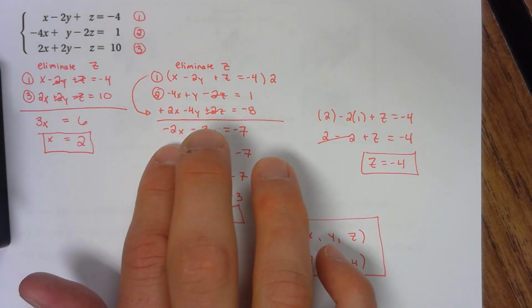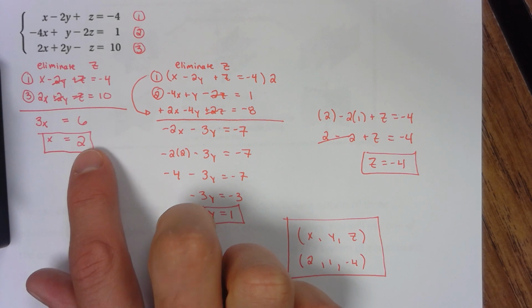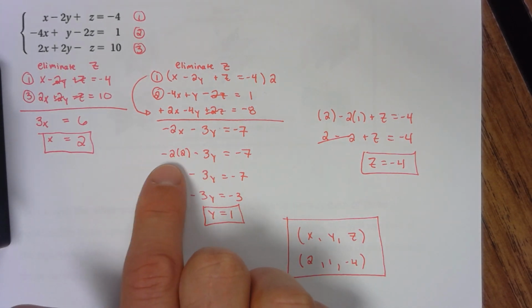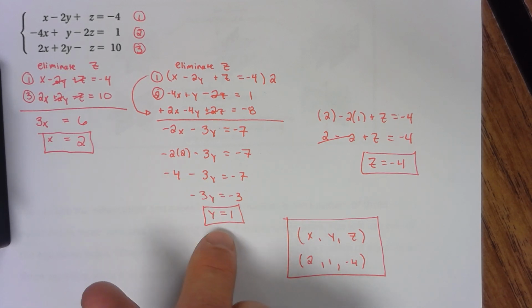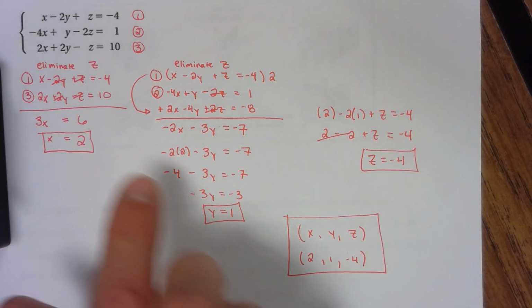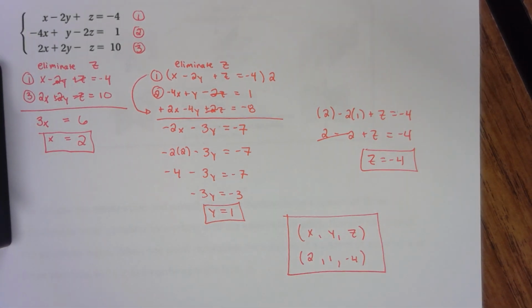So now that I have this equation with x and another variable, I can take the value of x, plug it in, and help me solve for y. And so what ends up happening is I get y to equal a positive 1. And once you have 2 variables, to find the third, again, you just take the 2 known variables and plug it into any original equation where I get z to equal negative 4. And so your solution here, x, y, z, is 2, 1, negative 4.